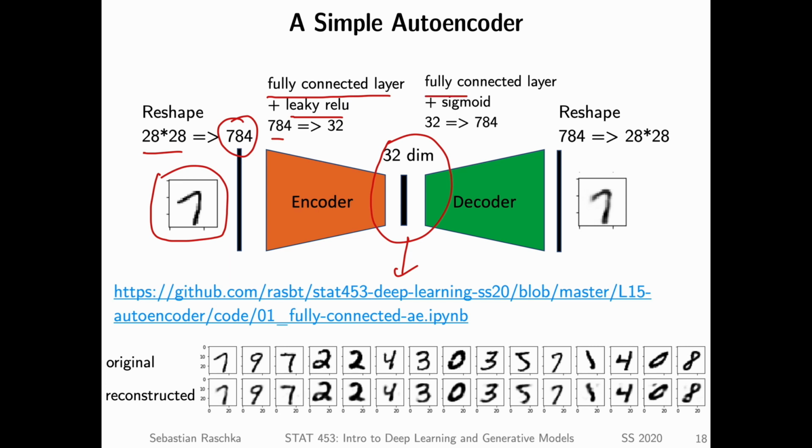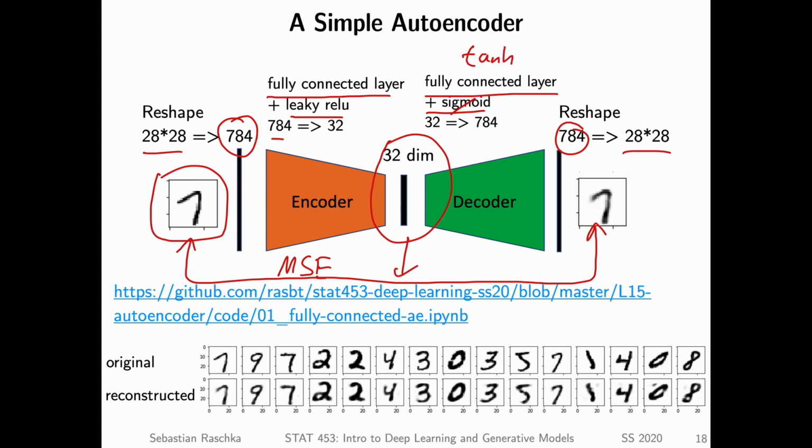And then I used another fully connected layer with a nonlinear activation function to go back to the original shape, the 784 dimensions, and then I reshaped that into the 28 times 28 images. Again, the objective function here is minimizing the error, the difference between those images, usually the mean squared error. I actually replaced the sigmoid here with a tanh function because I found that it produced better results in this particular case. However, in general, both work fine, sigmoid and tanh.